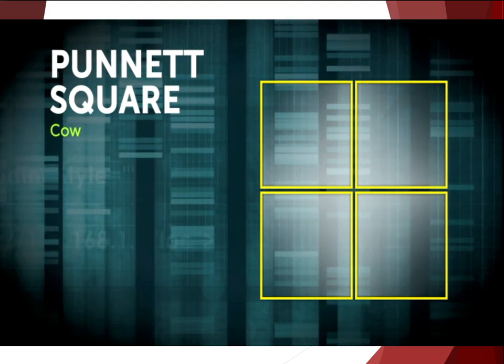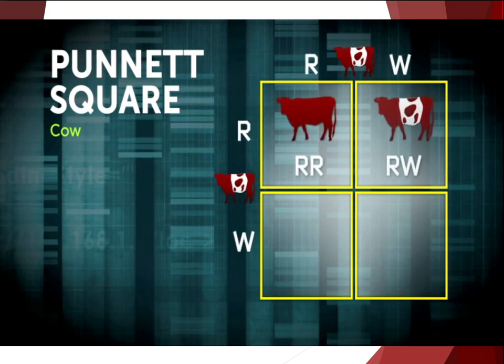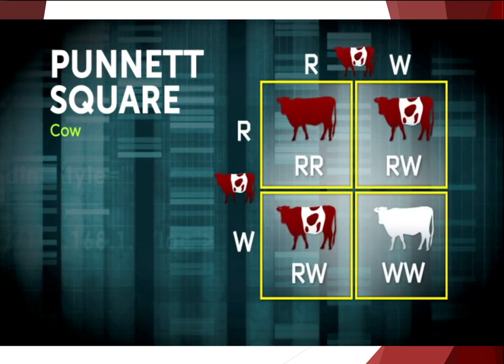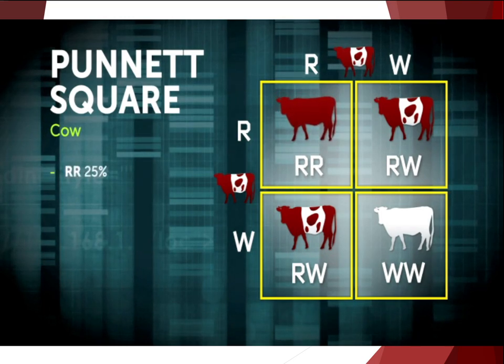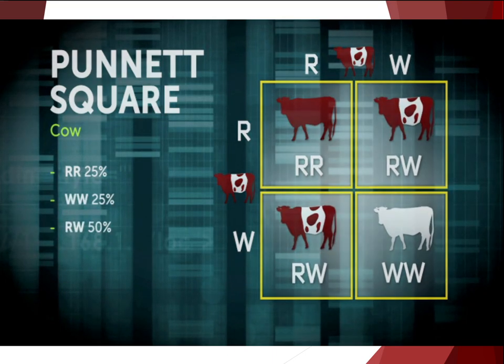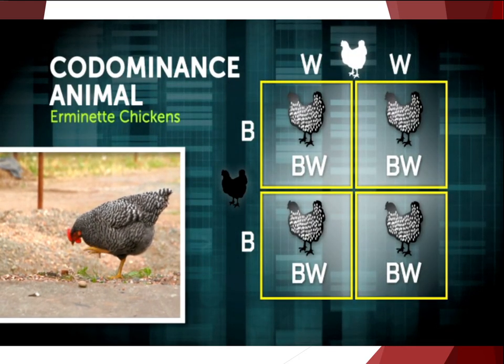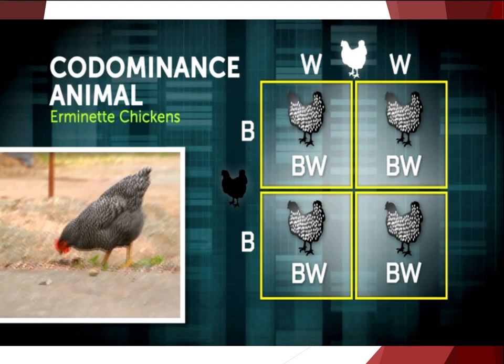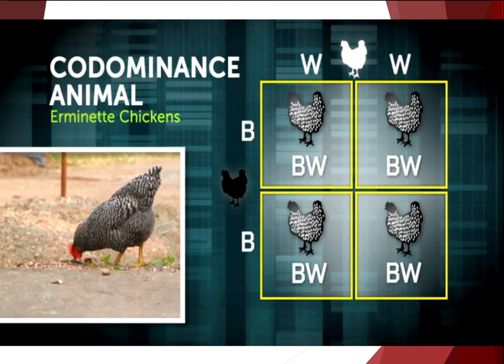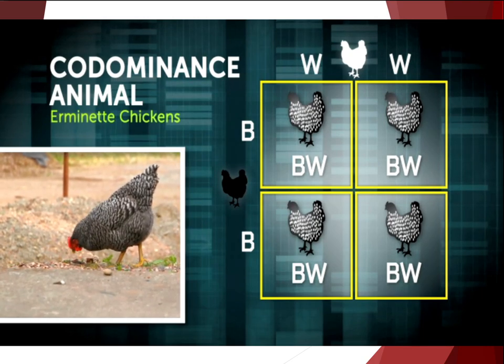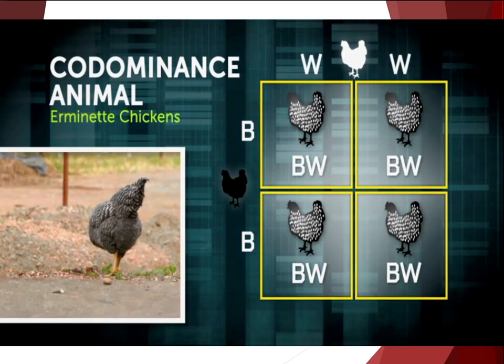What if two spotted cows were crossed? Here, we can see that the offspring's probability would be 25% red-brown, 25% white, and 50% spotted. Here are just a few other examples of codominance in the natural world. Non-patterned black or brown homozygous cats can produce offspring that are patterned. And erminette chickens are another example where homozygous black or white parents can produce offspring that have mixed feathers of black and white.